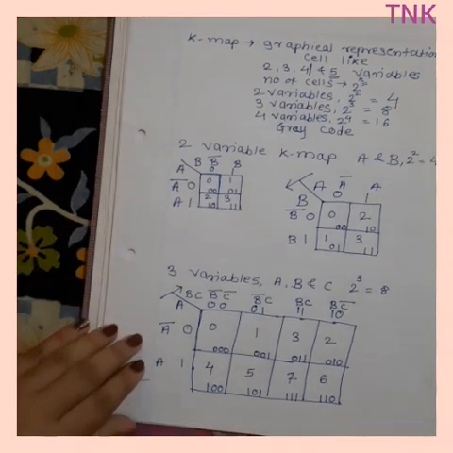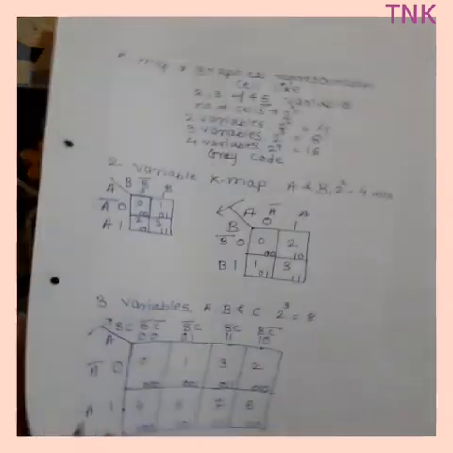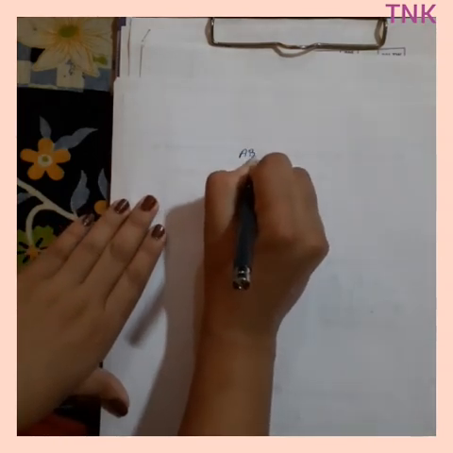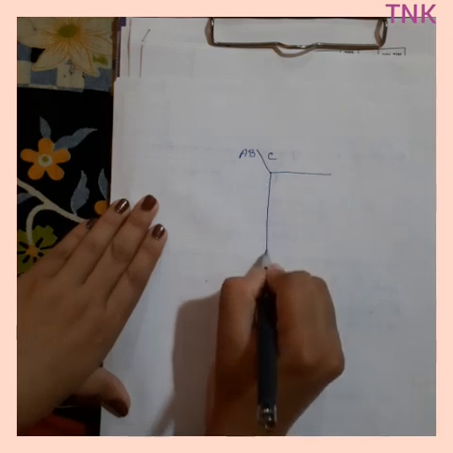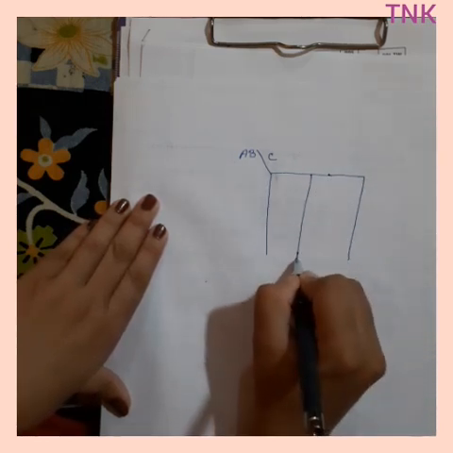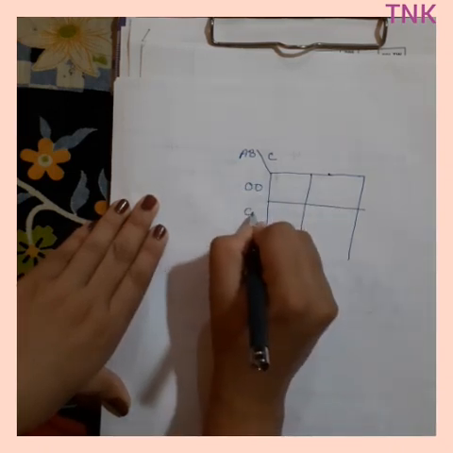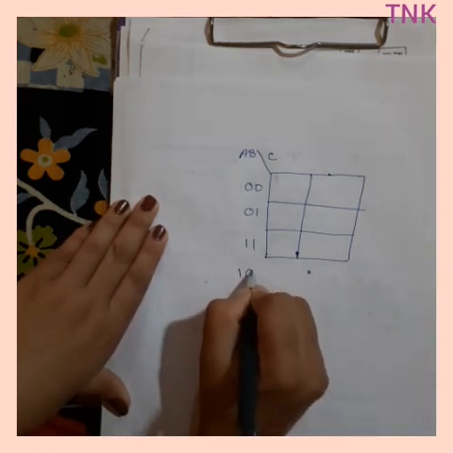The same 3 variable K-map you can draw like this also. You can keep AB over here and the single variable C on the other side. So your possible cell alignment will be: this is 0 0, as there are 2 variables, 0 1, 1 1 and 1 0.